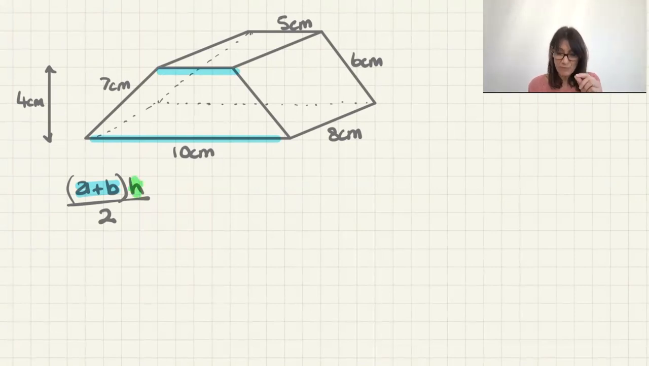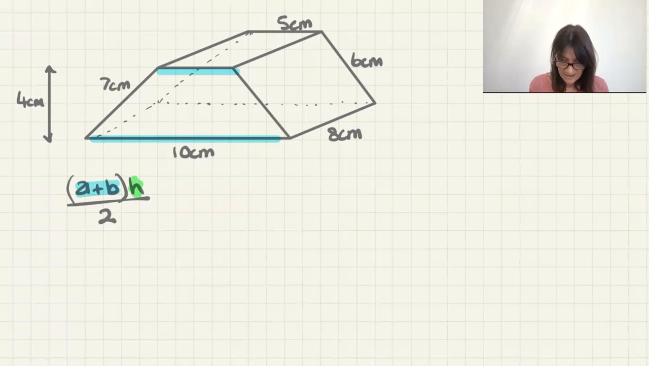Okay, the A and the B are the parallel edges, and the height is the distance between them. Remember, a height makes a right angle, which means there's absolutely no way this line here or this line here can be a height because there's no right angle happening here at the bottom. So that is definitely not my height. My height is given over here in the diagram. So my height is 4.